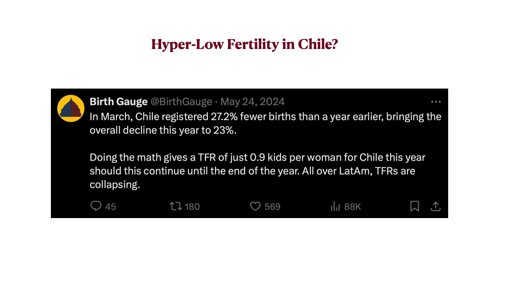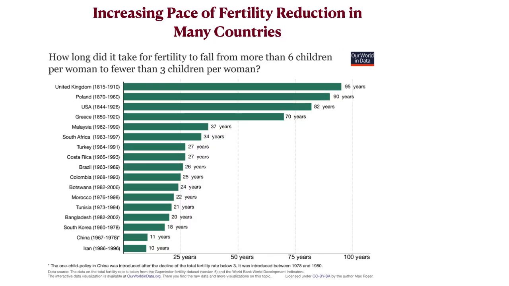And all over Latin America, total fertility rates are collapsing, in some places more than others. But there is an increasing pace of fertility reduction in many countries. It's undeniable. This is an interesting graphic from Our World in Data. How long did it take for fertility to fall from more than 6 children per woman to fewer than 3? And so you can see in the United Kingdom of Great Britain and Northern Ireland, it took from 1815 to 1910. And then we're going through other countries in descending order. In Iran, it occurred between 1986 and 1996. So much more rapid fertility declines are possible and are happening today than in the past.